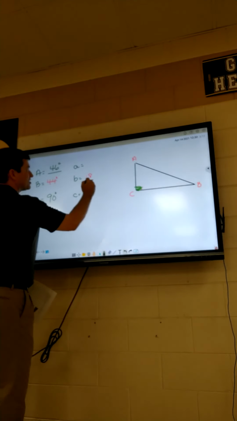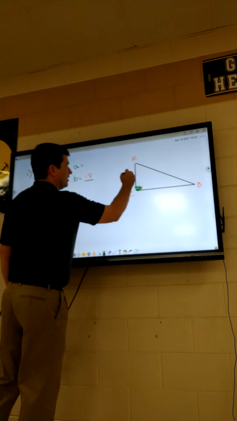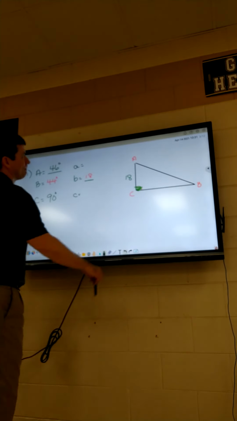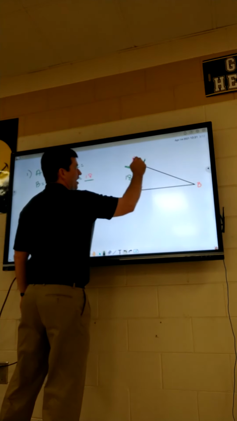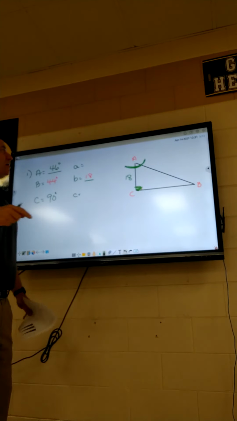Y'all got to label which side the 18 goes on. It goes on little b. That's across from big B. Everybody remember that. Y'all write that on your triangle on little b. All right, now Brantley, here's the trick. You ready? We got to look from angle A because we're going to look from angle A on every problem. We're going to do them all the same way.